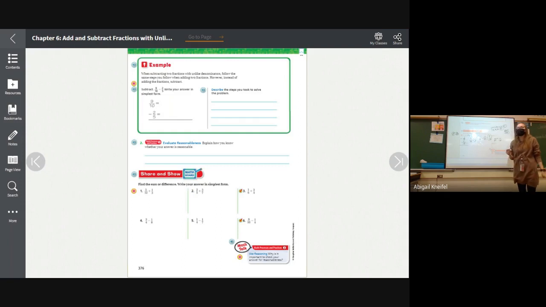So 2 times 1 is? 2. How many times do I multiply 4 to get to 12? 3. What I do to the bottom, I have to do to the top. 3 times 3 is 9. 9 plus 2 is 11. So I have 11 over 12, which is in its simplest form. That cannot go any lower. 11 over 12.